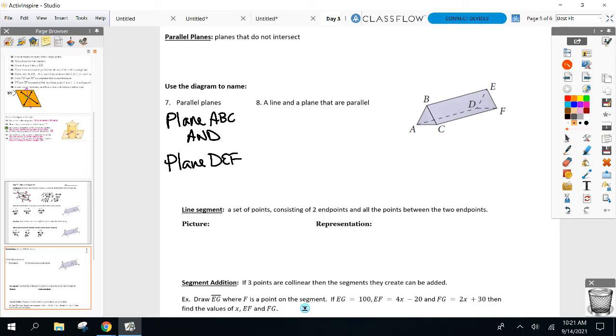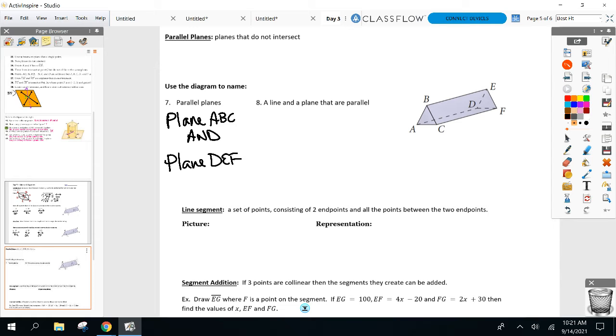Now, can a line and a plane be parallel? We know 2 lines can be parallel, 2 planes can be parallel. Can one of each be parallel to each other? And the answer is yes. Here's how. I want to make sure I say this correctly and slowly. If 2 planes are parallel, any line from one plane is parallel to the other plane. Let me say that again. Any line on one plane is parallel to the other plane.